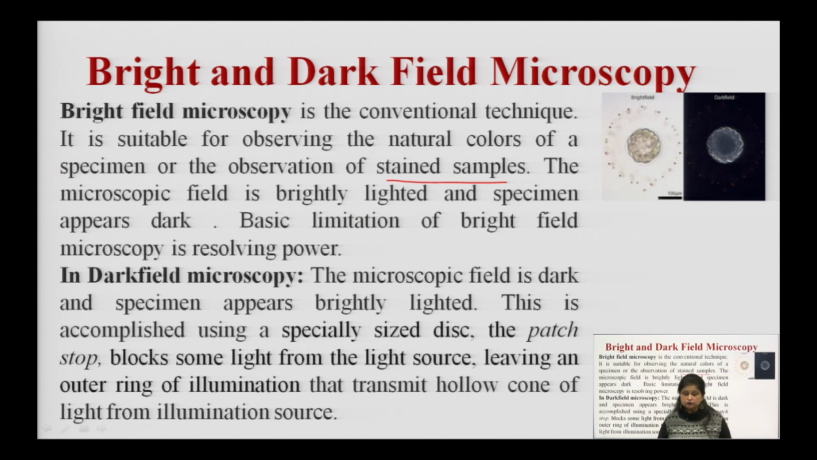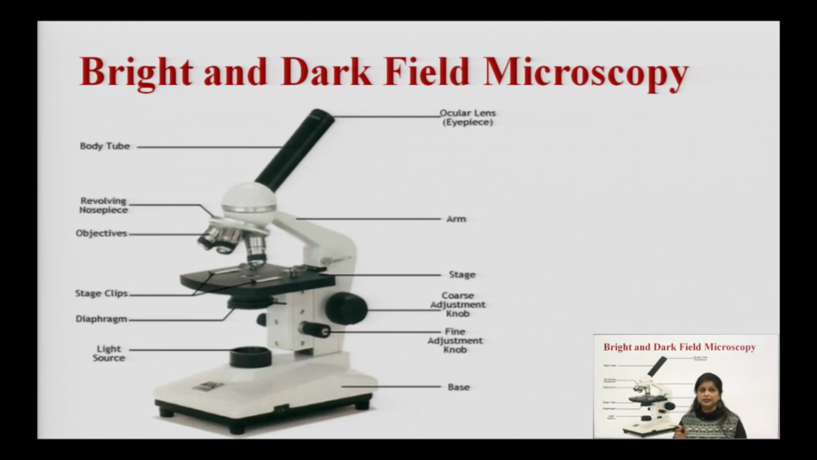What do we need to do in a bright field microscope? First of all, when we want to observe any cells, species or cultures under the microscope, we need to make a slide. On the slide we add the sample which we want to observe, and after adding it we cover it with a cover slip. After that we place the sample on the stage, as you see in this microscope. These are the various parts of a simple microscope.